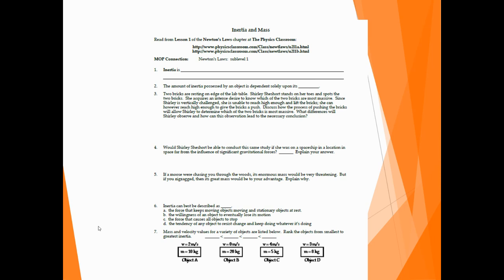So number 7, mass and velocity values for a variety of objects are listed below. Rank the objects from smallest to greatest inertia. So remember, inertia only has to do with mass. It doesn't have anything to do with velocity. So for this, we just want to compare the masses. The one that has the smallest mass is going to have the smallest inertia. If we look at these, that would be object C. Then the next smallest would be D. The next one would be A. And the one with the most inertia would be B.